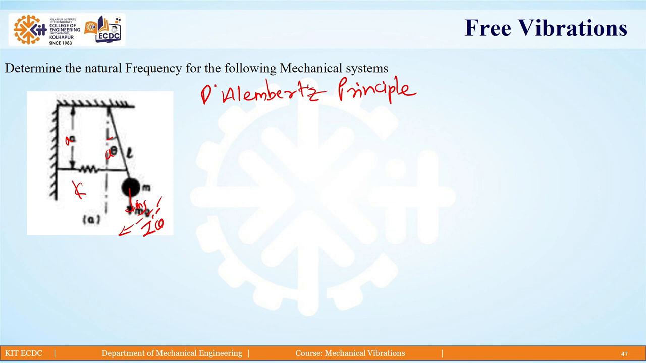So that torque will be the combination of force into distance. Now that distance, since the angle is theta, is L sin theta. And now we can write down the total torque as mg L into sin theta. So this is a clockwise torque. The inertial torque is also a clockwise torque. So the signs of both terms are the same.